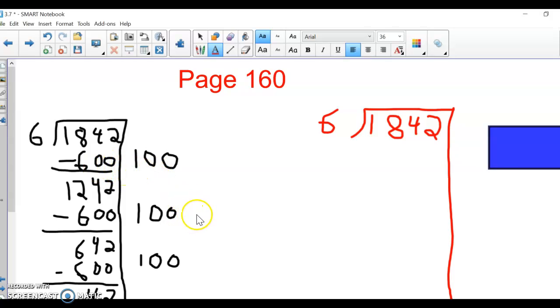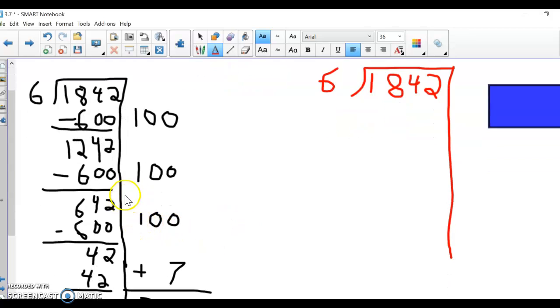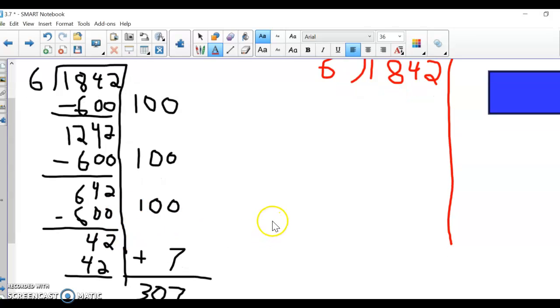Well, we can do that again because we still have 1,242, which is larger than 600. So we can take out 100 more groups of 6 and subtract again, and we still have a larger number than 600. So we can take out a third group of 100 6s. Okay, so 100 times 6 is 600 still. We subtract, and now we get to 42.